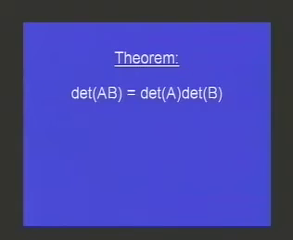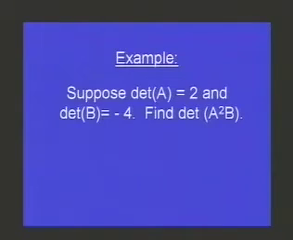Okay, let's look at an example of how we would use this theorem. Suppose the determinant of A is 2 and the determinant of B is -4. Find the determinant of A squared B.